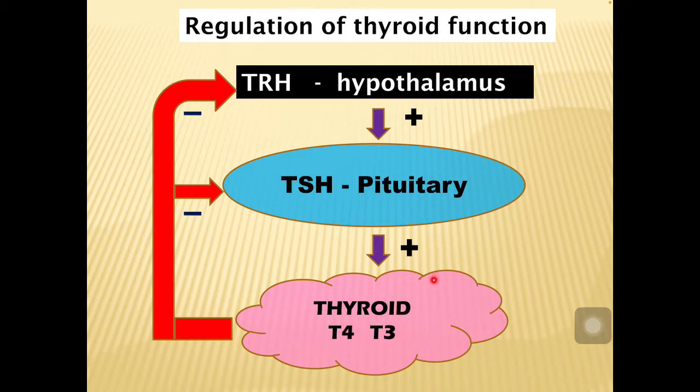So this is a positive feedback mechanism. While this T3 and T4, when released into the bloodstream, will inhibit the release of both TRH and TSH, thyrotropin releasing hormone as well as thyrotropin. Both their releases are inhibited. So this is a negative feedback mechanism. Okay, so this is how the thyroid hormones regulate their own release. If excess is there, they will act on the hypothalamus and pituitary to decrease their own release from the thyroid gland.